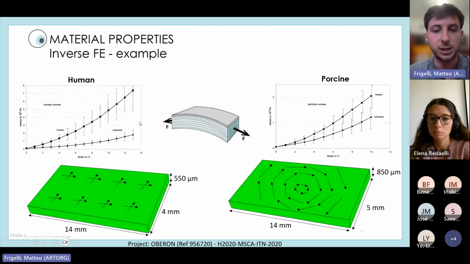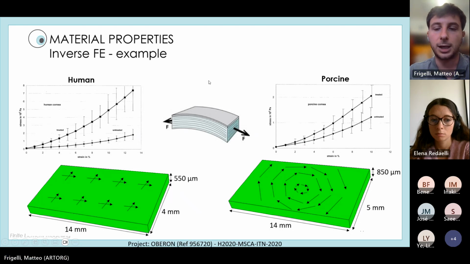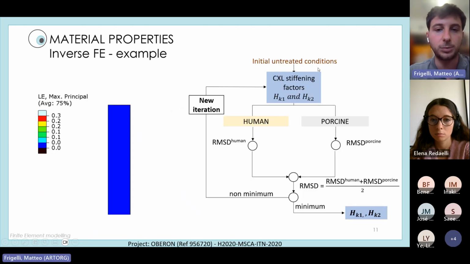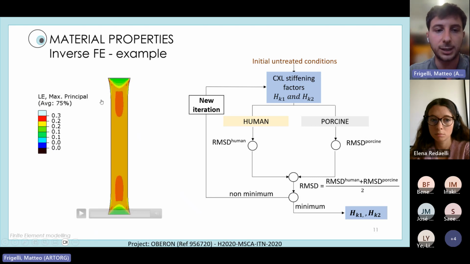So we used FE to recreate the same experimental setup they had in their paper, with two different sample geometries, two different fibrous orientations, human and porcine, modeling a uniaxial tensile test. And our idea was to minimize, to optimize, to get the stiffening factor induced by cross-linking. So I will not go into the detail of our optimization, but the idea is we were just running a simple model, a simple tensile test model.